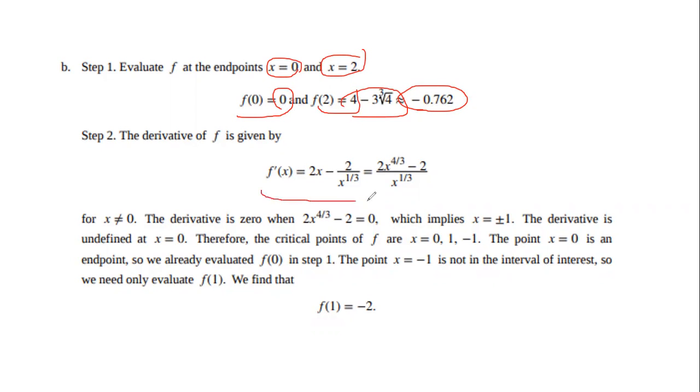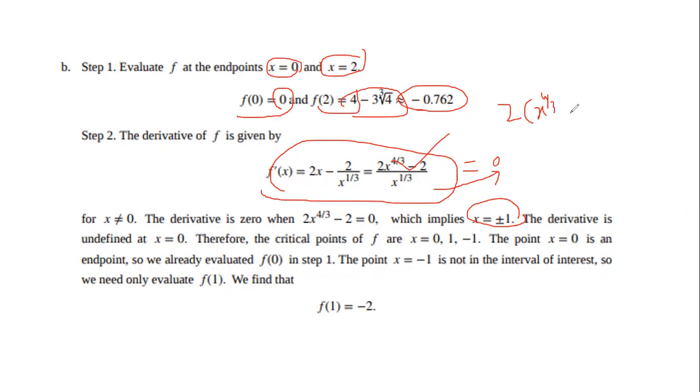Then I have to differentiate my function. So this is the derivative. After differentiation, it must be equal to 0. So this is 2 into x^(4/3) minus 1 equals 0. After simplification, 0 divided by 2 equals 0.